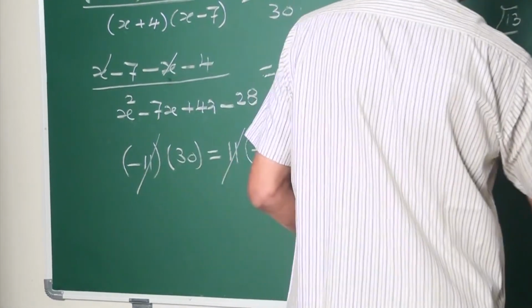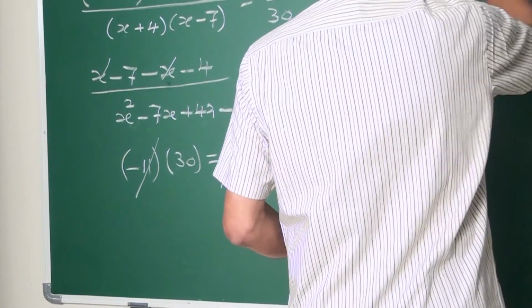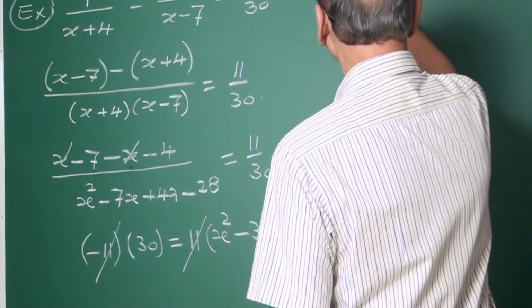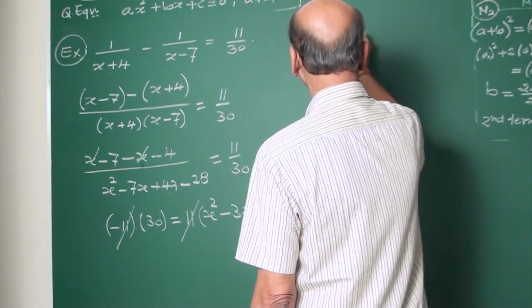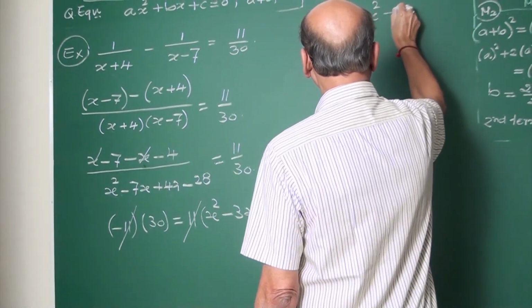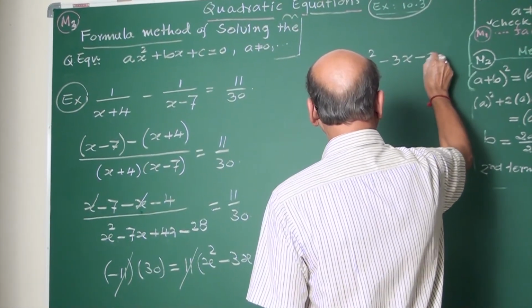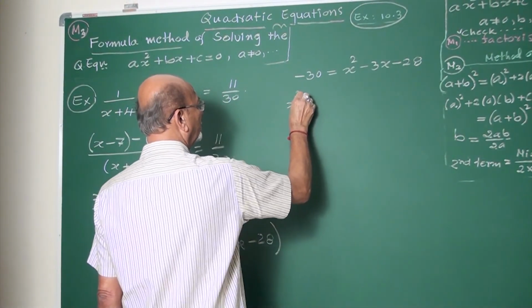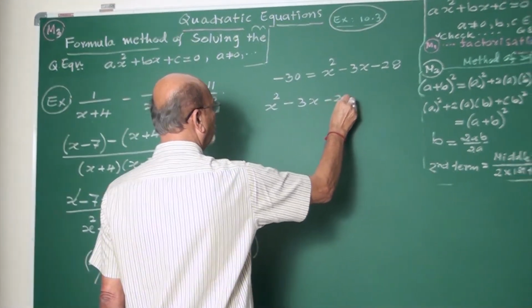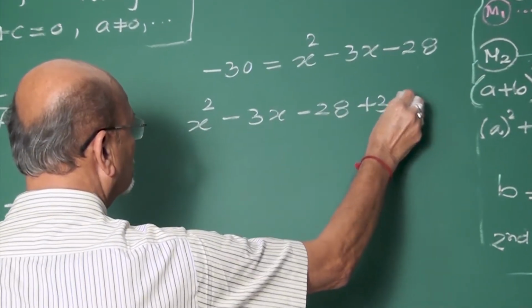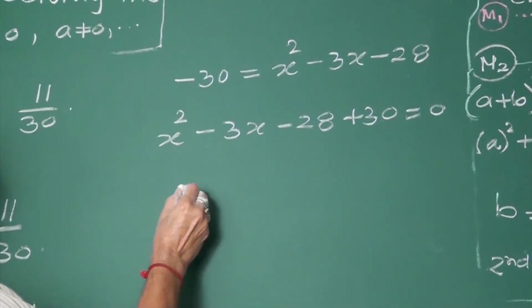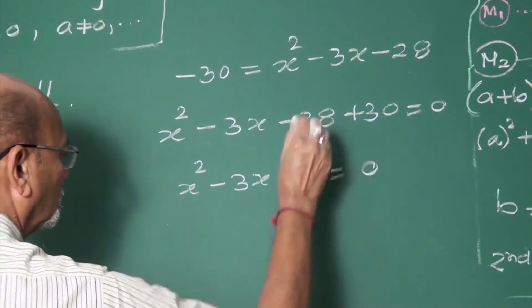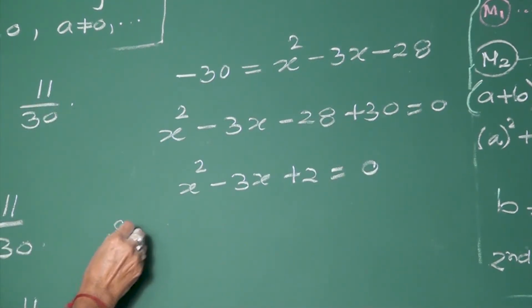Write the rest. What is it? It is minus 30 equal to x square minus 3x minus 28. Bring this minus 30 this side. It is x square minus 3x minus 28 plus 30 equal to 0. See, x square minus 3x plus 2 equal to 0. Once again, comparing with what? Standard form.